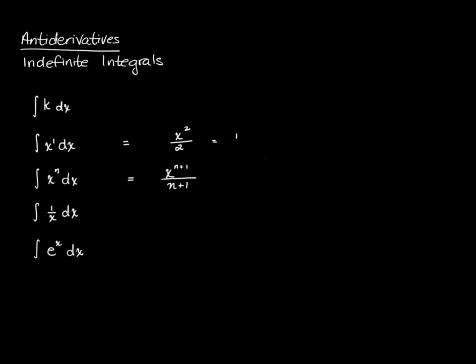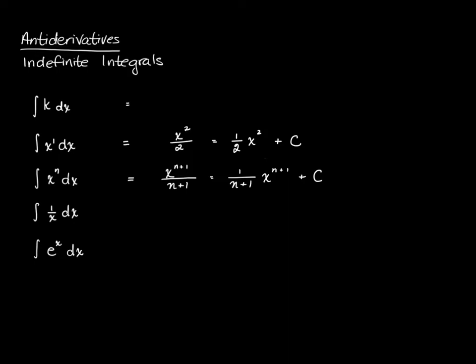Sometimes you'll see this written as 1/2 x squared, and at other times as x squared over 2. In the same way as sometimes you'll see the general power rule as 1 over n plus 1 times x to the n plus 1. Again, don't forget, each one of these must say plus c.